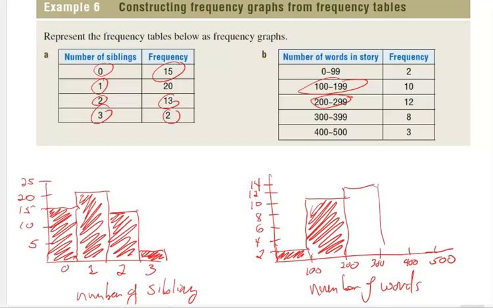Again, if you do this with a ruler, it's going to look fantastic. Up to 400 is 8. And then 400 all the way up to and including 500 is only 3. So that's way down there. So again, a ruler and some even measurements will make this look even better.